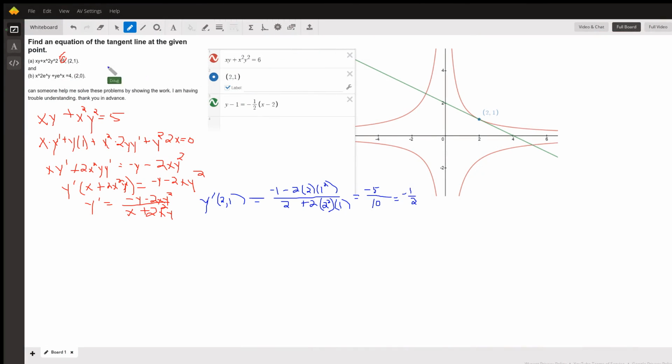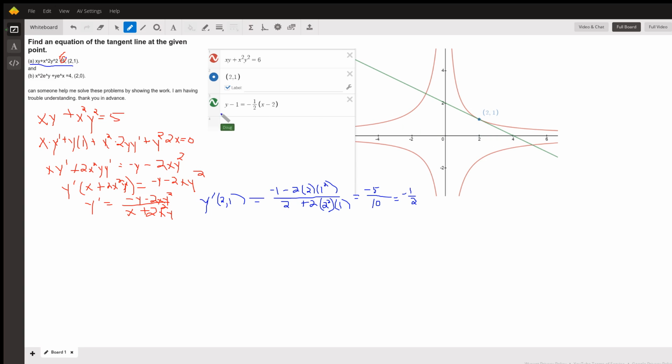I'll make the observation here that for part A, this really should have been equals 6, not equals 5. That's probably a typo. Here's a picture of the graph of xy plus x squared y squared equals 6. That's these red curves right here. And here's the point 2 comma 1, which does look like it's on the graph.